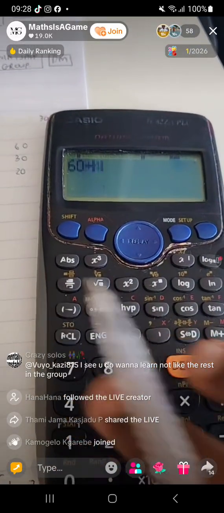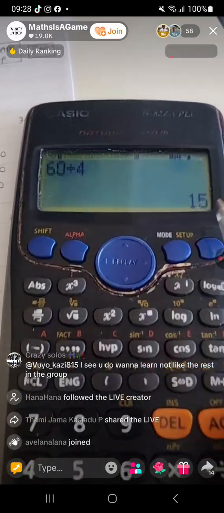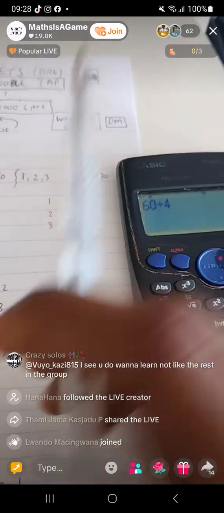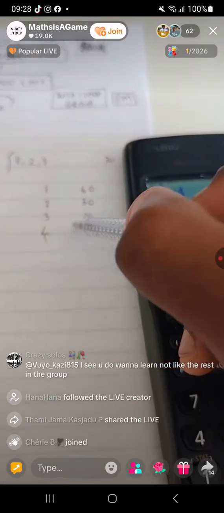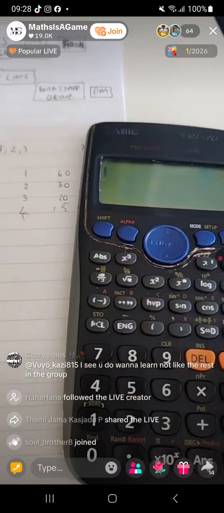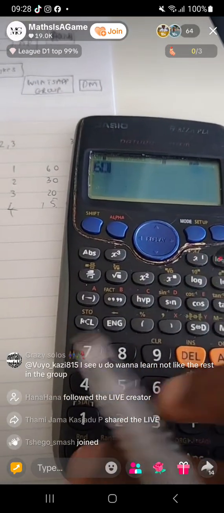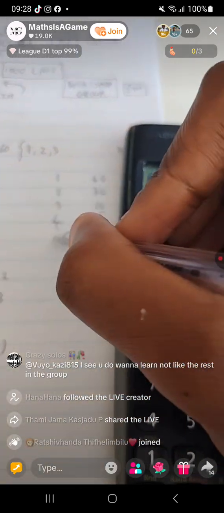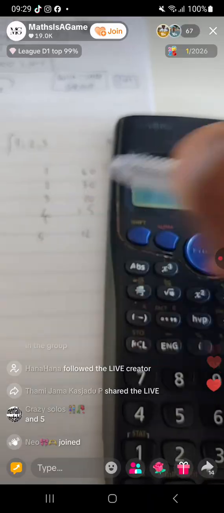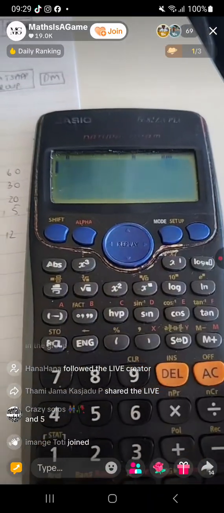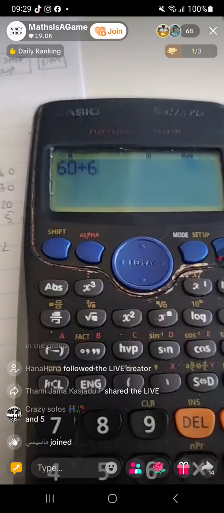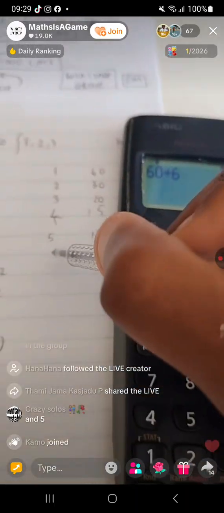Maybe you want to check, does 4 go? Well, it does. It goes into there 15 times. So now you have 4 and 15. And does 5 go into 60? Yes, you have 5 and 12. Does 6 go into 60? You say 60 divided by 6, you check, 10.